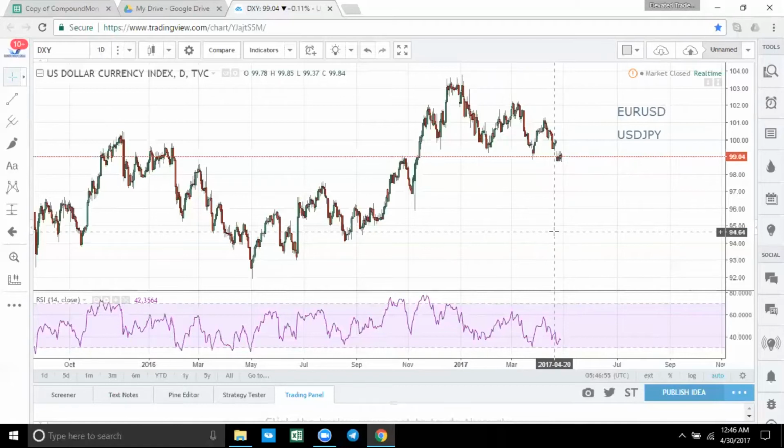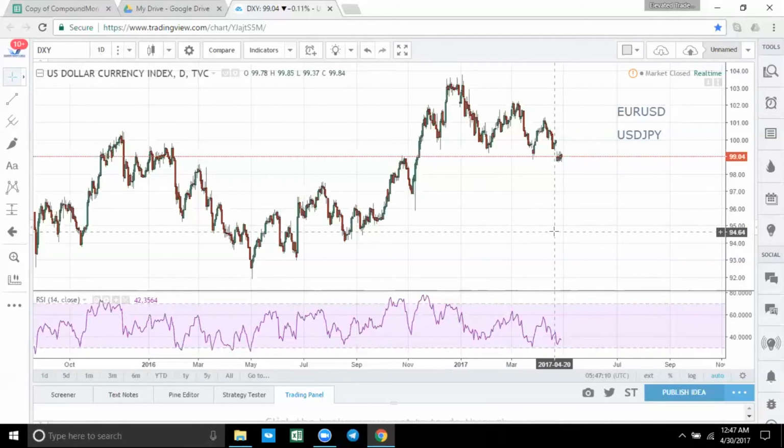It's always good to check out one of the stronger pairs and see how they're doing as far as strength goes, whether they're going up or down. You definitely want to stick with that trend, okay, guys? But yeah, that's pretty much it.